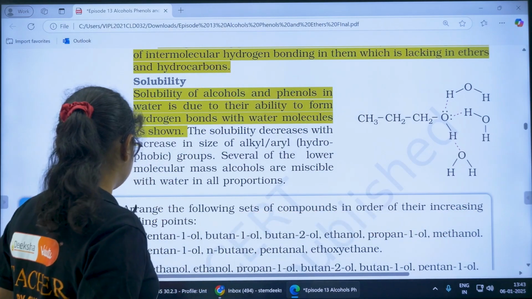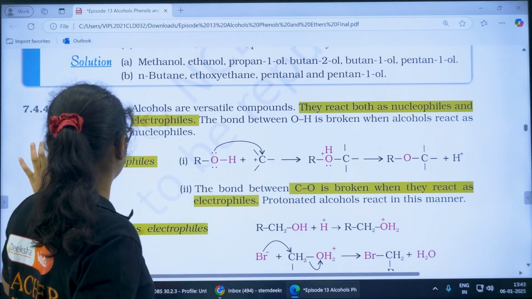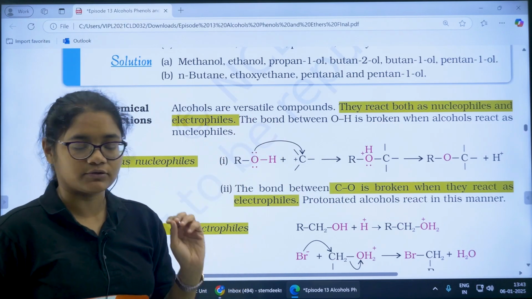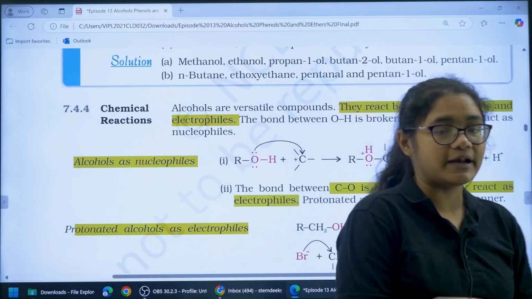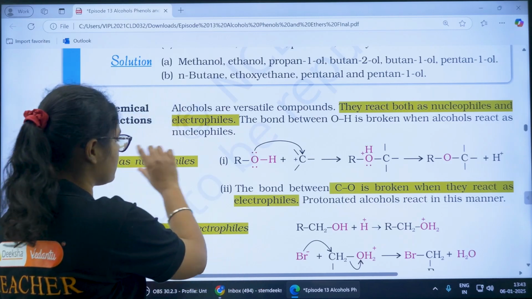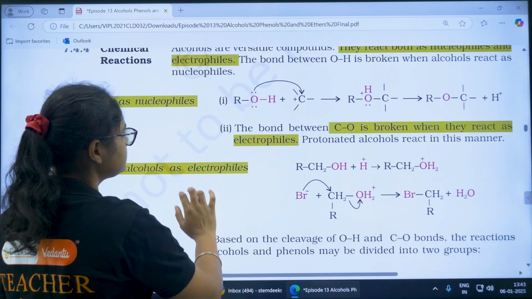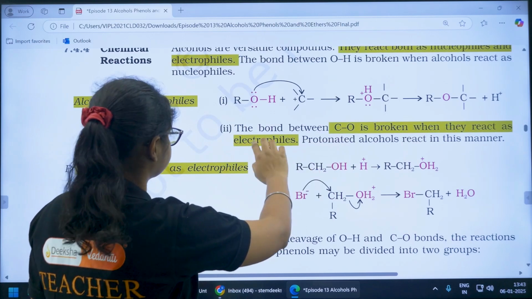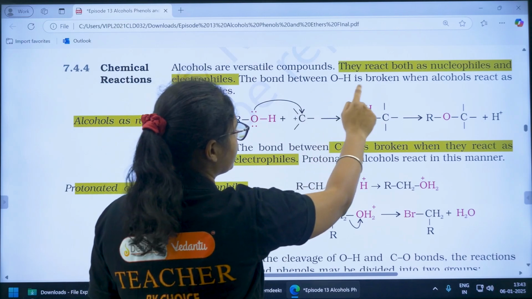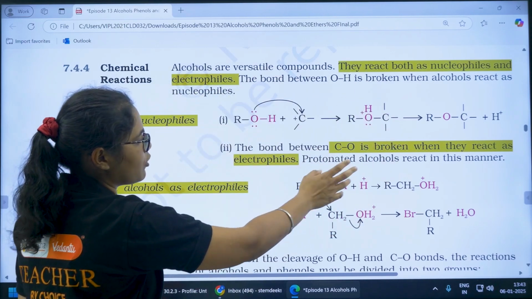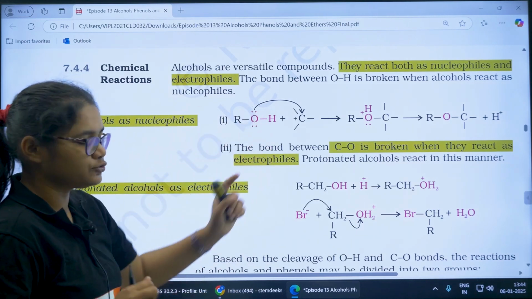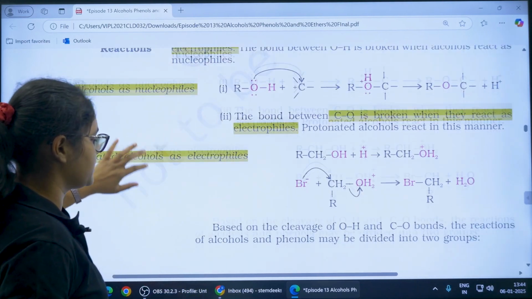Next we will go to chemical reactions of alcohol. First, alcohols can behave as both electrophile and nucleophile. A very potential question is: explain how alcohols can behave both as electrophiles and nucleophiles. So you can write alcohols as nucleophile, this reaction. When the bond between O and H is broken, it is behaving as a nucleophile, and when the bond between C and O is broken, it is behaving as an electrophile. So these two reactions you should know. This can be a very good question.